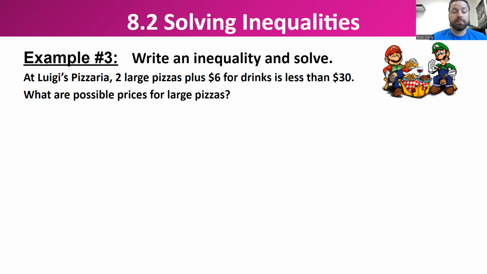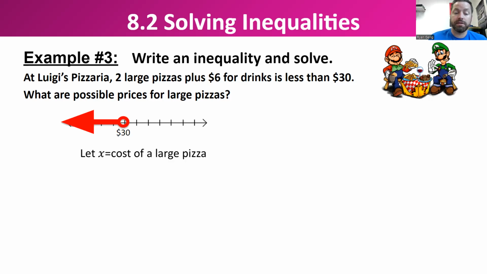What about a word problem? At Luigi's Pizzeria, 2 large pizzas plus $6 for drinks is less than $30. What are the possible prices for large pizzas? Well, I'm going to start by looking at the big picture, $30. We know that our full order is less than $30. So less than shows shading to the left. But what's going into that $30? Well, we want to know what possible prices are for large pizzas. So x, we're going to set equal to the cost of a large pizza. Well, if I have 2 pizzas, that's what it said, 2 large pizzas plus drinks, we know that that's less than the $30.